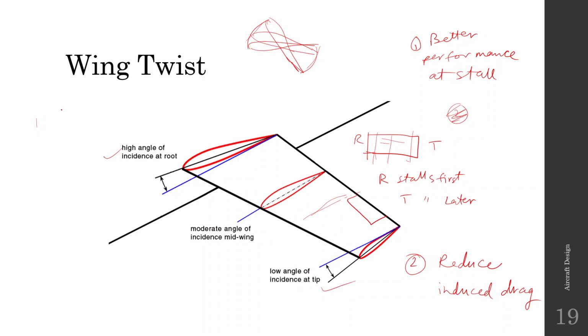But if you have twisted the wing, so this is again the root and the tip, and we have twisted the wing in a similar fashion. Okay, so there is a higher angle of incidence at the root and lower angle of incidence at the tip. So what happens is that the root produces more lift and the tip produces lesser lift. Since the tip is producing lesser lift, there will be lesser vortex and lesser induced drag. So this was the advantage of twisting the wing.